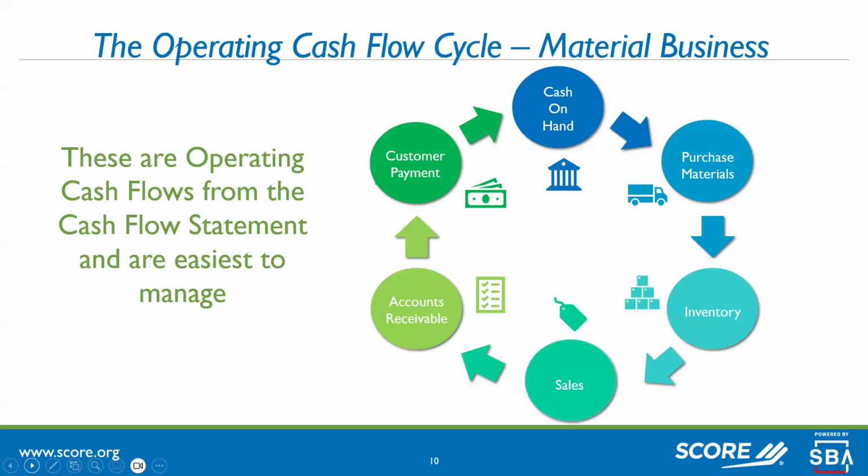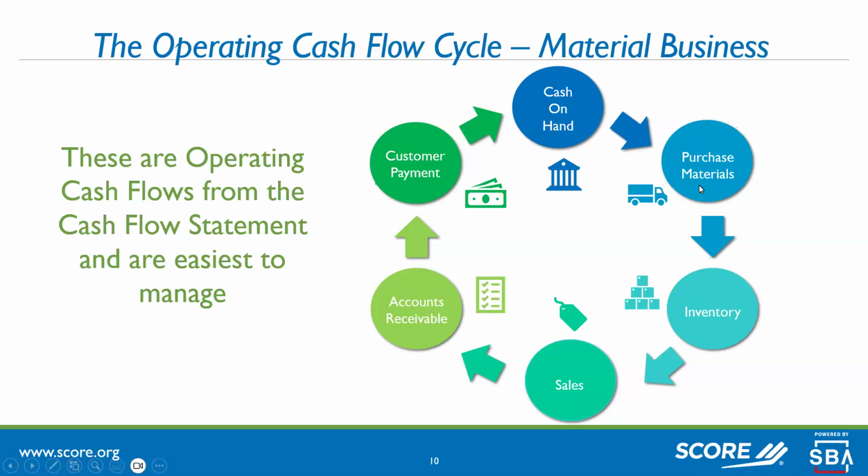So now let's talk about the operating cash flow cycle. The first example here is typical for a material business. The operating cash flow cycle is the way that cash moves through the business for managing the day-to-day operations. So these would be the operating cash flows from the cash flow statement, that first section that we were looking at, and these are typically the easiest to manage. If we walk through, you have cash in the bank, cash on hand. You need that cash to pay for materials.